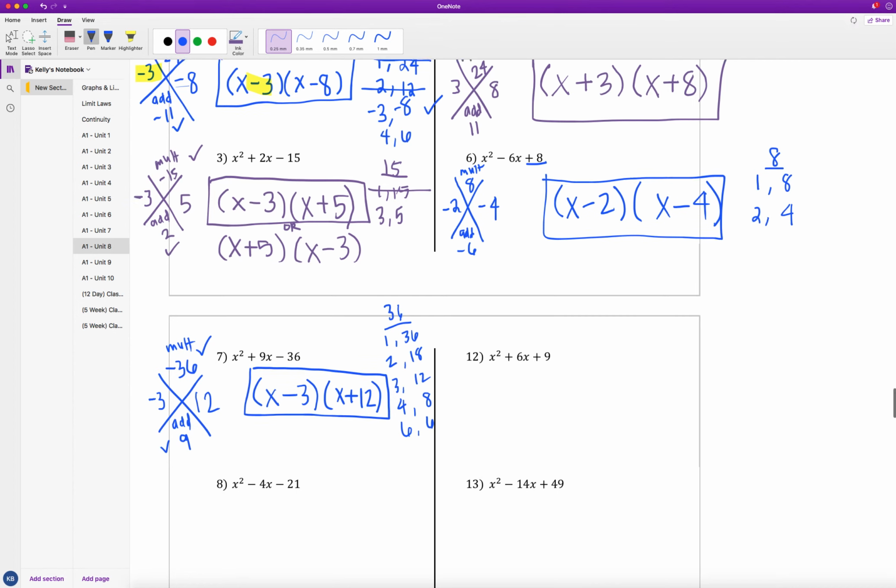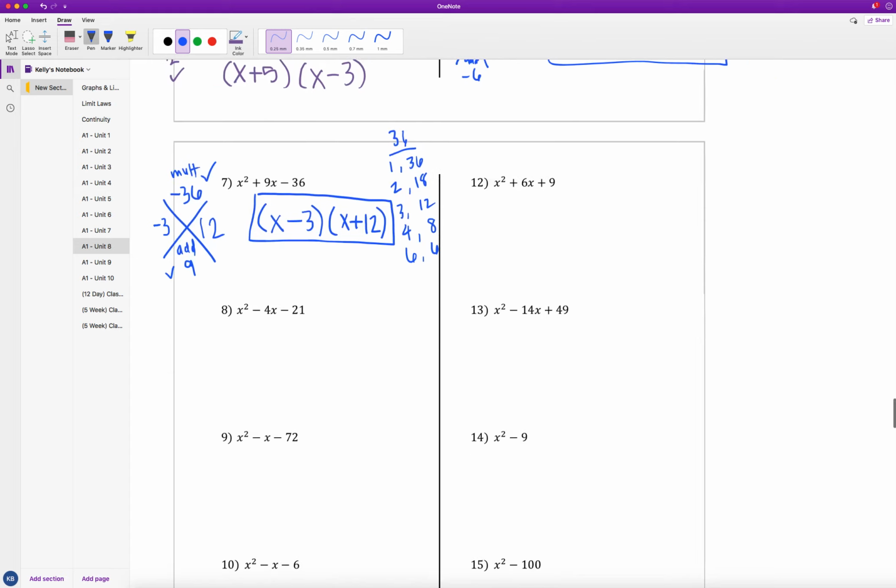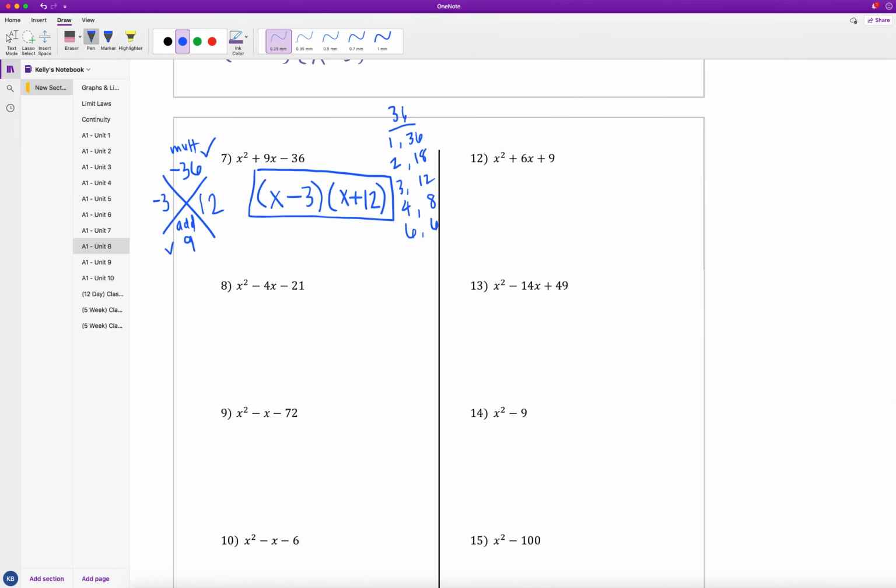Okay, let's look at example 8. So I'm going to scroll down so we can see most of the second page. Why don't you guys pause the video and factor example 8 on your own first. Okay, let's check example 8.